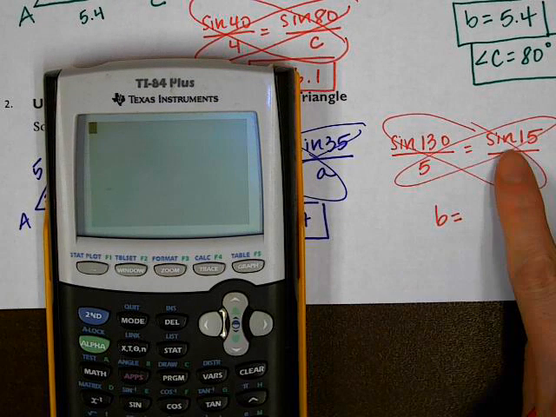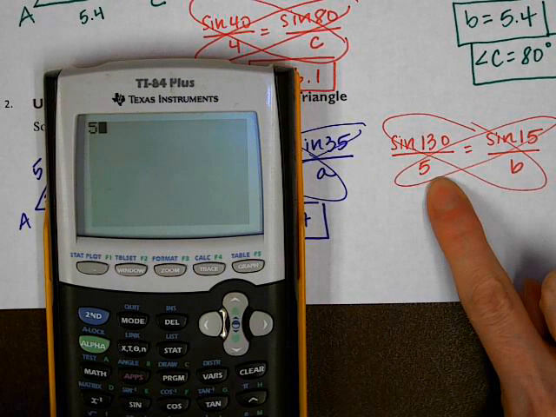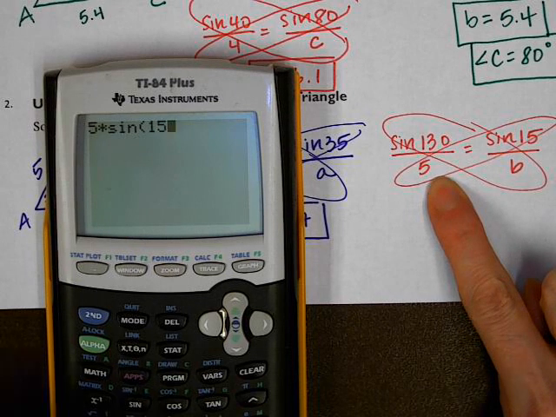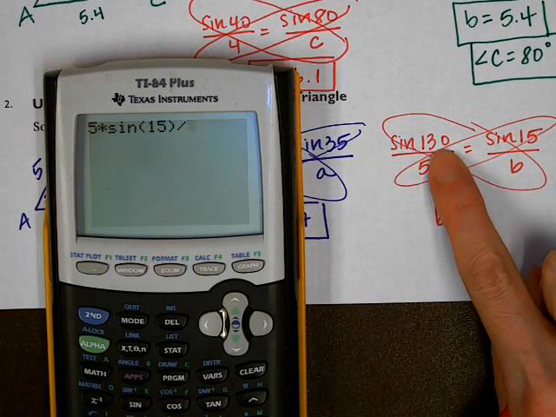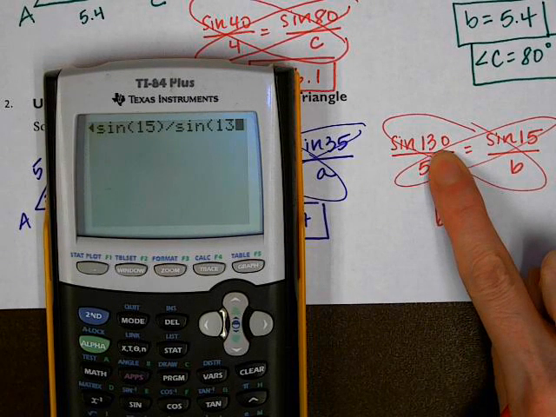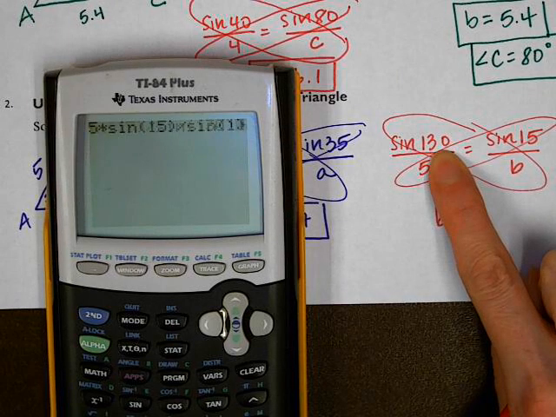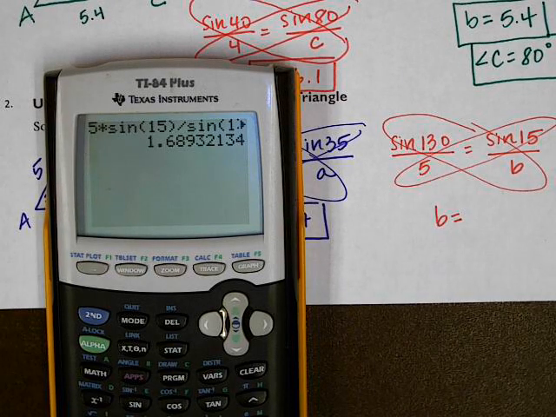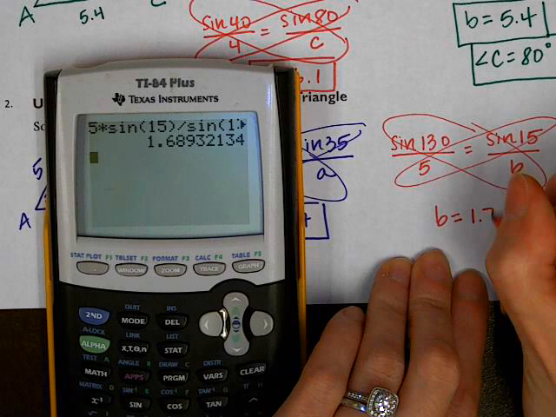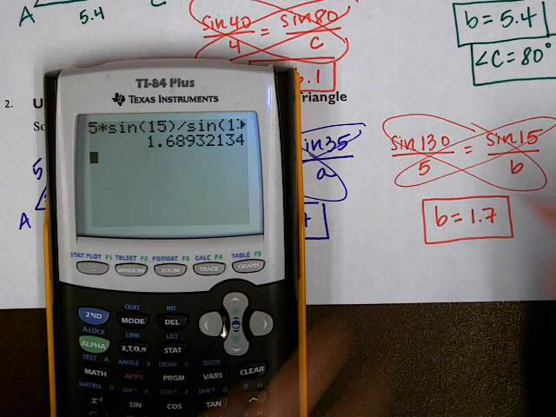So it's going to be 5 times sine of 15, but then divided by sine of 130. And that ends up giving you about 1.7. And then I think we found everything we needed.